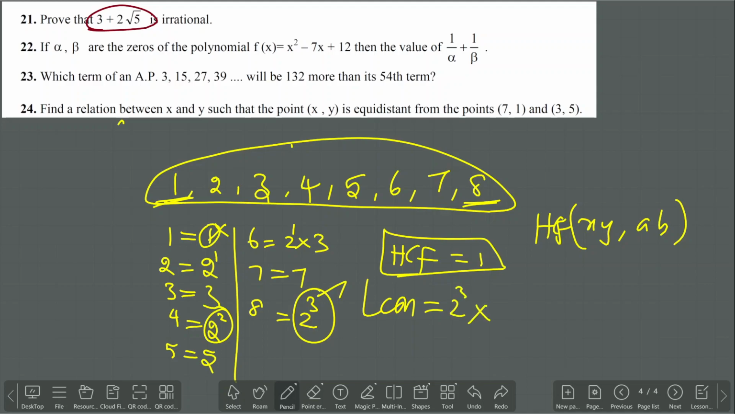Next, 3: I am taking 3 power 1, that's it. Next, 5 is there only one time, 5 you multiply. And 7 also only one time, 7 you multiply. If you multiply all those things, that is the required answer for the LCM.